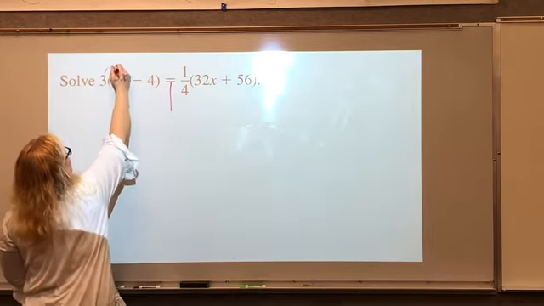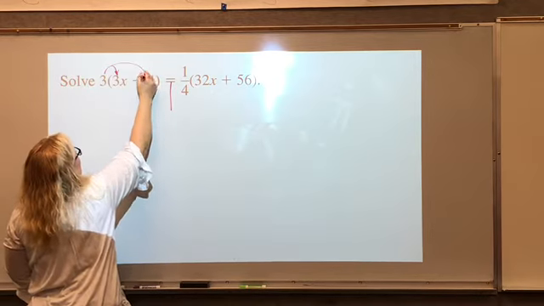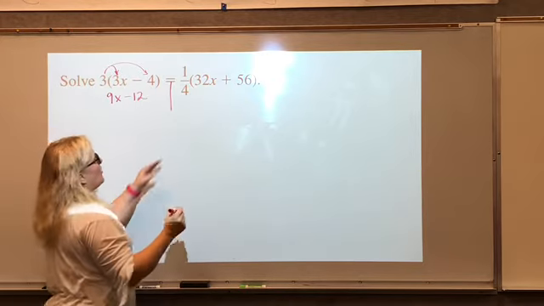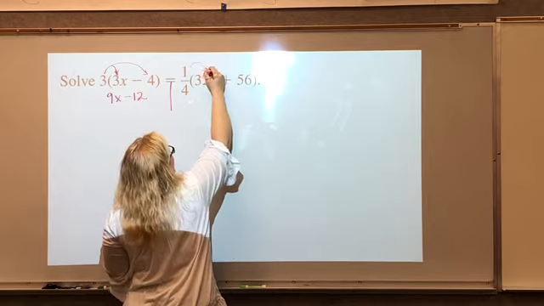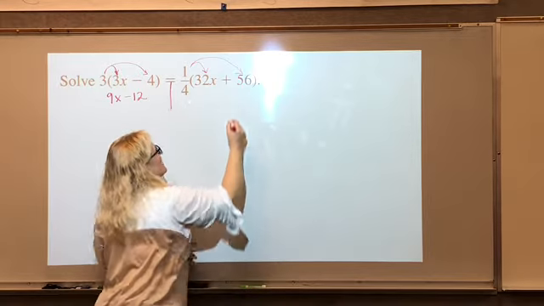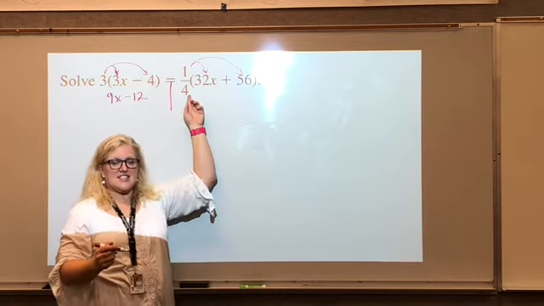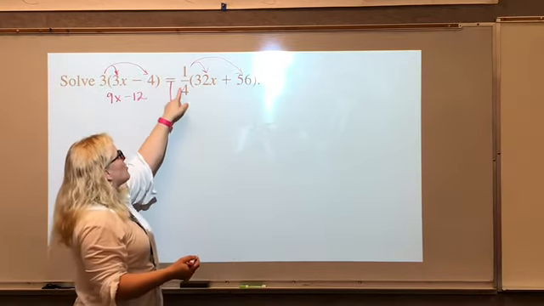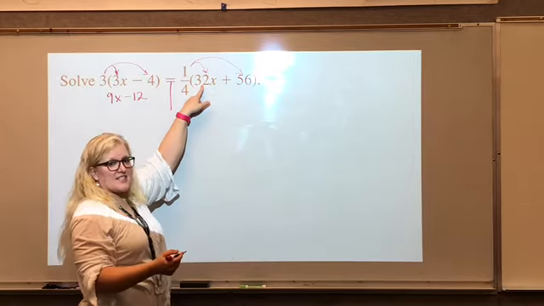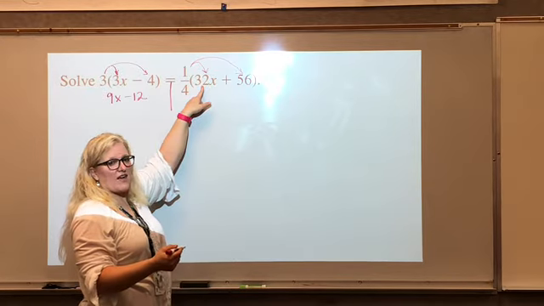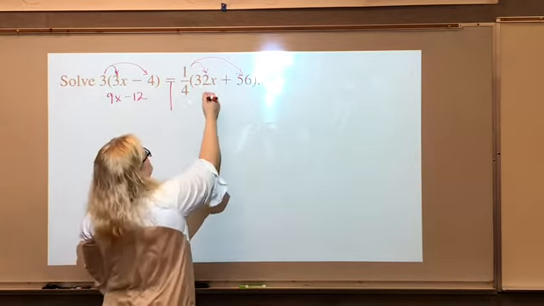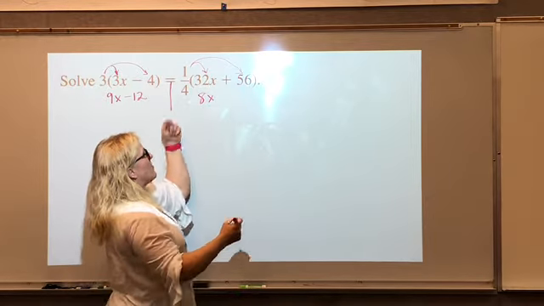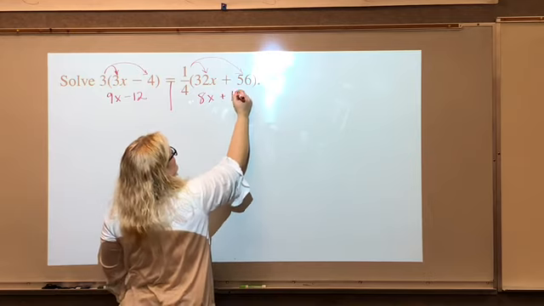Okay, so if I distribute this 3, I get 9x minus 12. And over here, I'm going to distribute this 1/4. And multiplying by 1/4 is the same thing as saying divided by 4. Okay? So 1/4 times 32 is the same thing as 32 divided by 4. So that gives me 8x. And then 56 divided by 4 is 14.